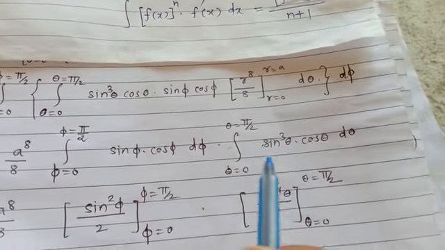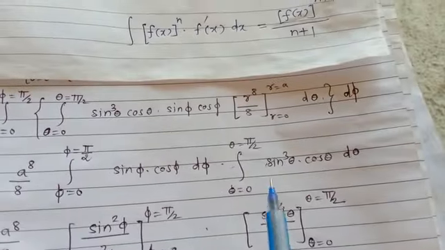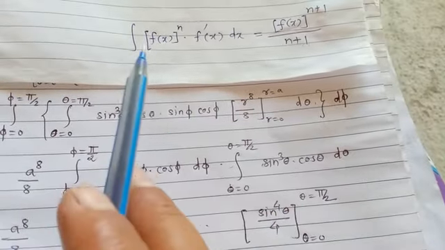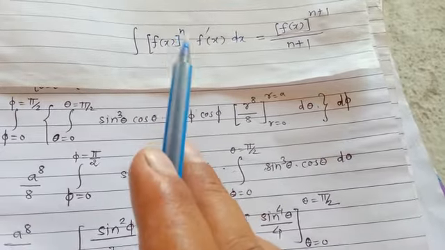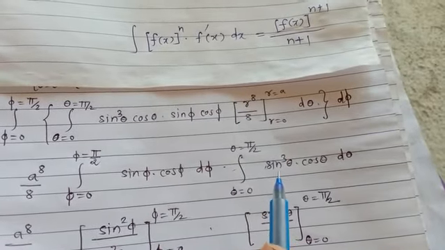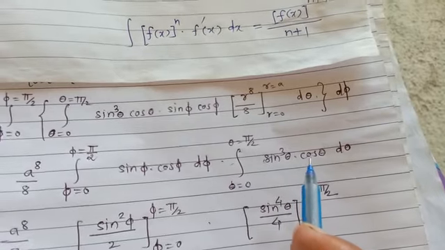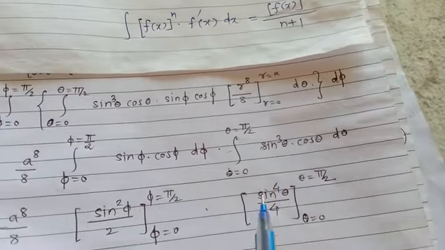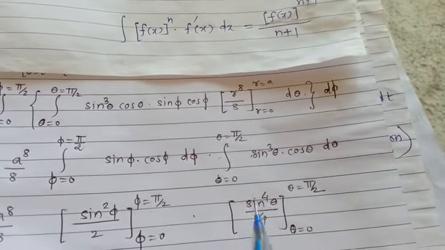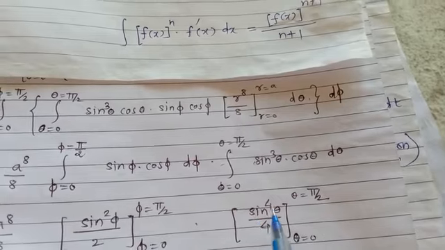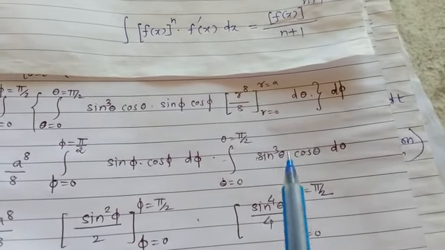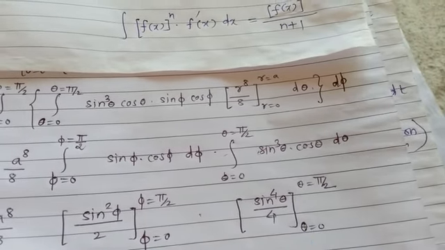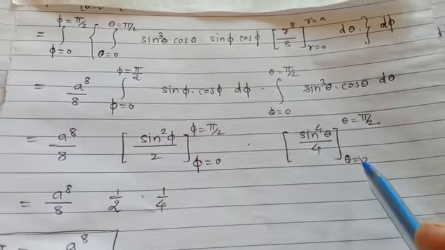Similarly, for the theta integration we can use the same formula. If I consider f(x) as sin theta, then n is 3, and the derivative of sin theta is again cos theta. So using this formula, the integration of this term will be sin raised to 4 theta upon 4, that is 3 plus 1, with upper limit theta equals pi by 2 and lower limit theta equals 0.